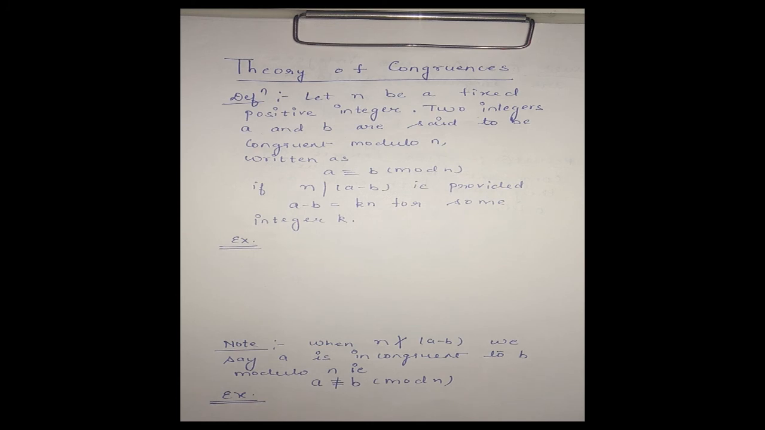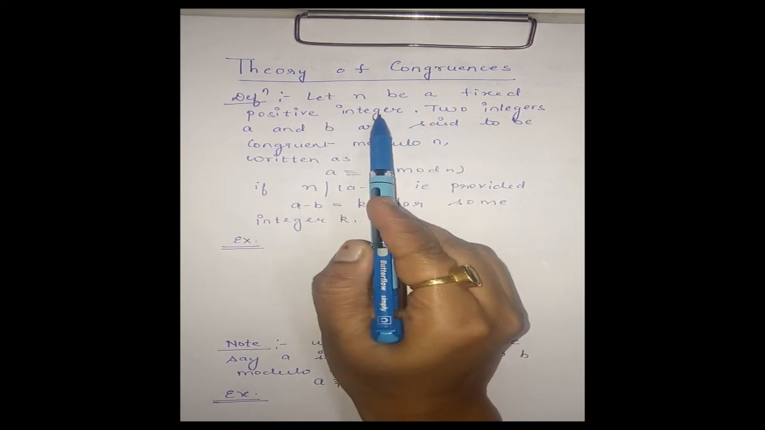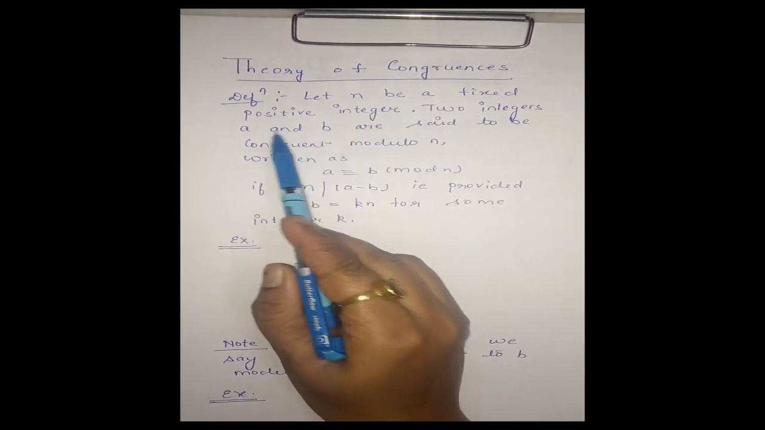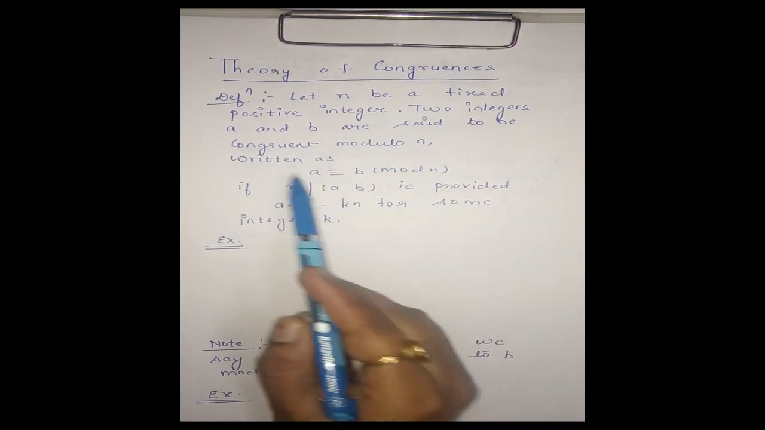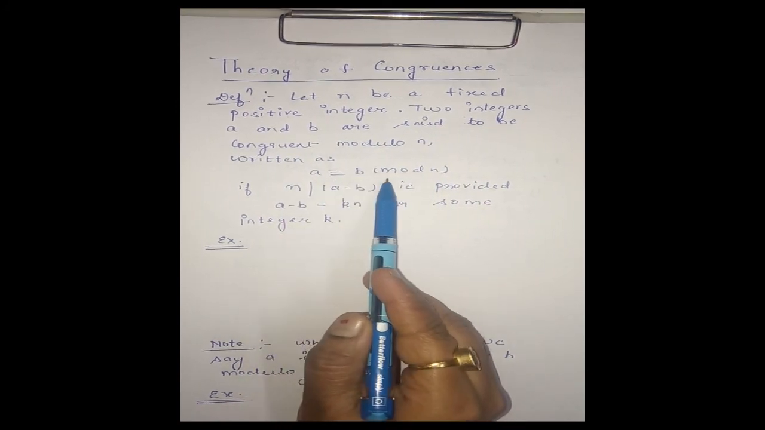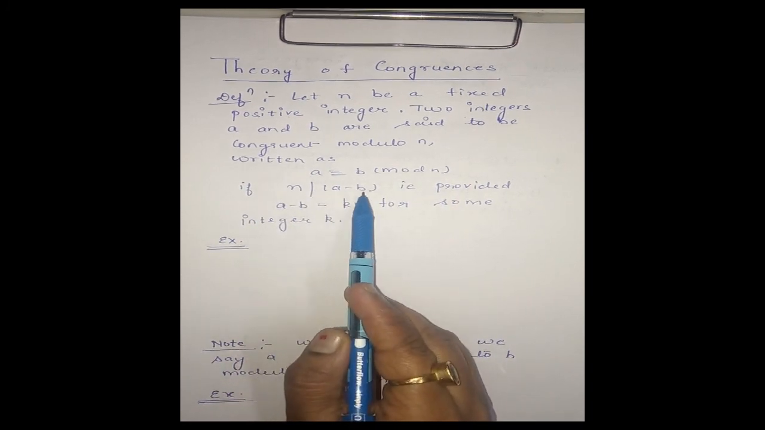Hello friends, in this video I am going to discuss one of the important concepts in number theory, the theory of congruences. Let us start with the definition. Let n be a fixed positive integer, then two integers a and b are said to be congruent modulo n, written as a ≡ b (mod n), if n divides a minus b.